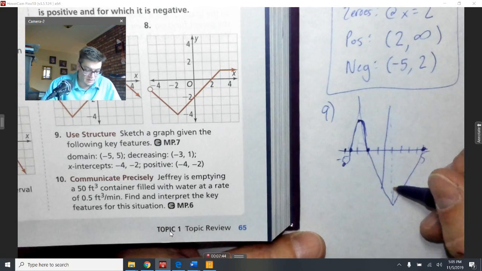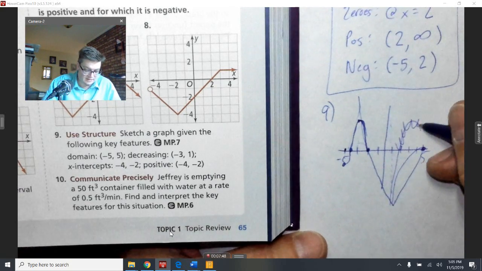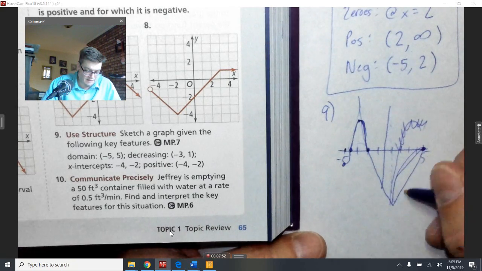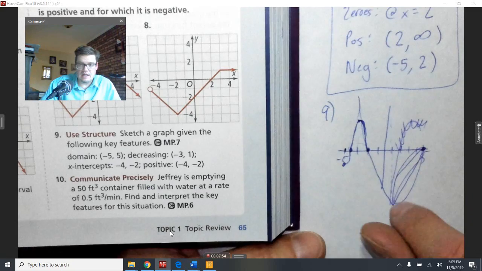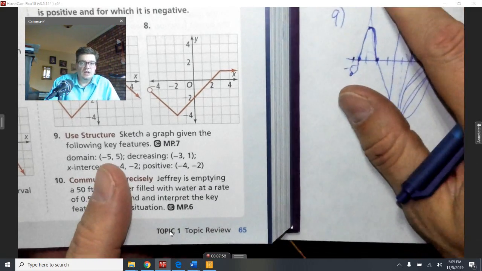Okay, this guy could have looked like anything else. This guy could have, nope, then he would be positive. He can't do that. Okay, so it could be kind of any kind of graph that would get to +5. All right.